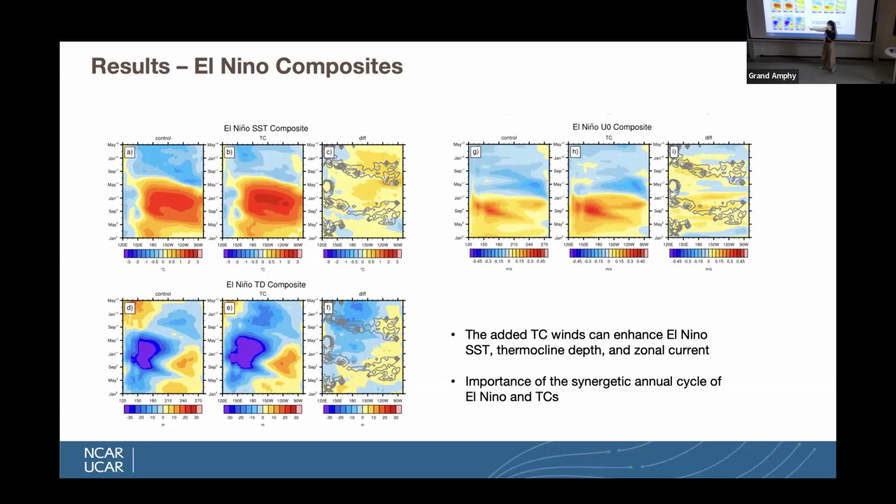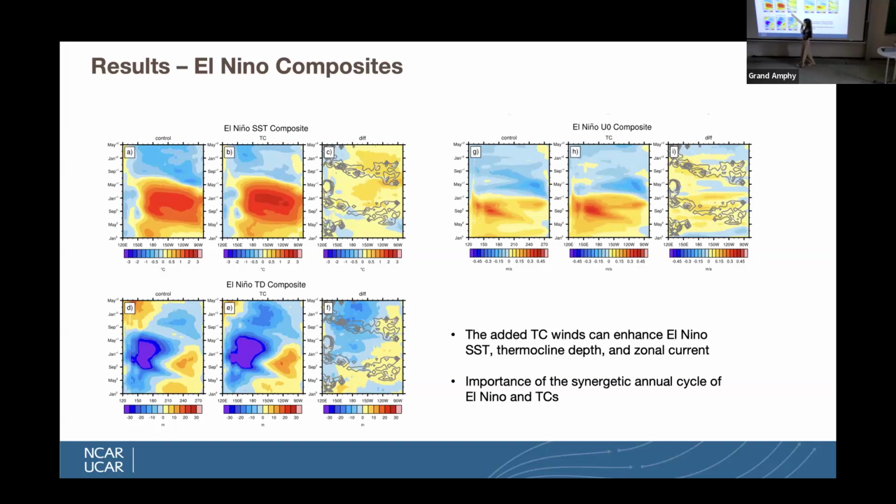This is the ocean thermocline depth, indicating the depth of mixing. And then this is the zonal wind. And they're all consistent. What I want to point out is that we found a very interesting synergy of the annual cycle of tropical cyclones and the annual cycle of El Nino.